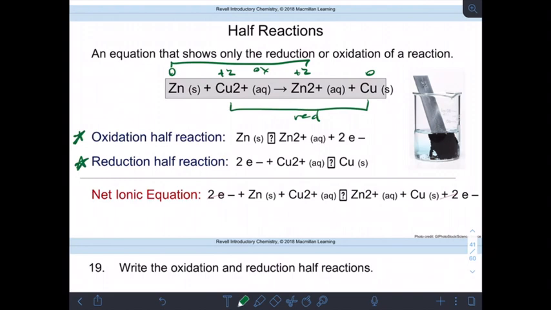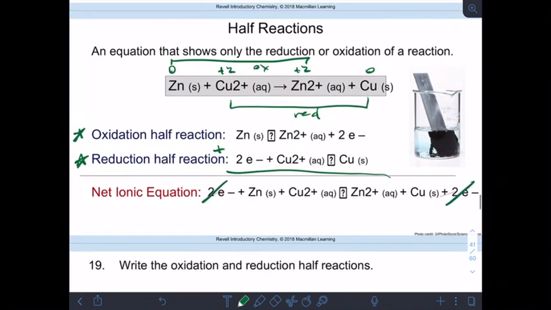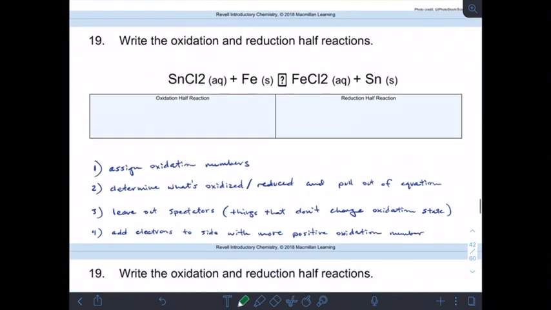Okay? And when I put those two equations together, if I combine them, so we sort of have an addition sign, things that are exactly the same on both sides, I cancel out, much like we did when we were doing complete and net ionic equations. Remember those? So my two electrons are the same on both sides, so I cancel those out. Okay. So let's do a little practice with this. It's the best way to go about this.